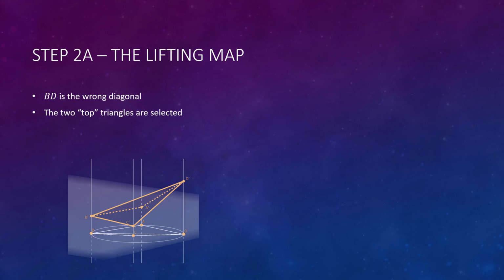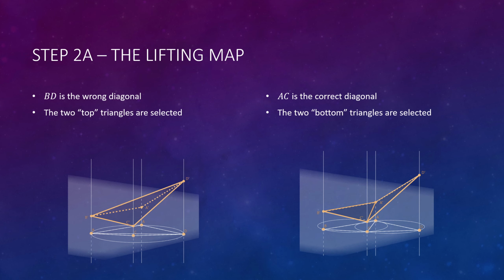It has a strictly positive volume. If we are in the wrong scenario, where C lies inside the circumcircle, this means that the 2 top triangles will be selected because of the reasoning earlier. Let's do the flip. If we swap BD with AC, then we also swap the 2 triangles, and now the 2 bottom triangles are selected. So by selected, I mean the triangles which correspond to triangles in the triangulation.